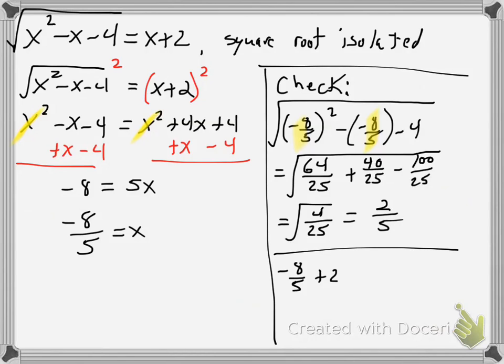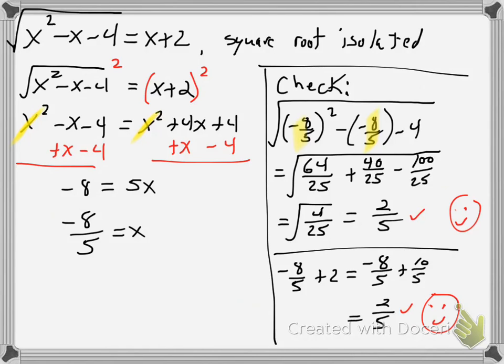So that's the left side. The left side equals the right side, and this is a true statement, and that is a solution. Now we're going to take negative 8/5 and add 2 to it. So 2 is the same thing as 10 over 5, and we in fact get 2/5. So we give ourselves a check mark and a smiley face because this one worked out just fine also.